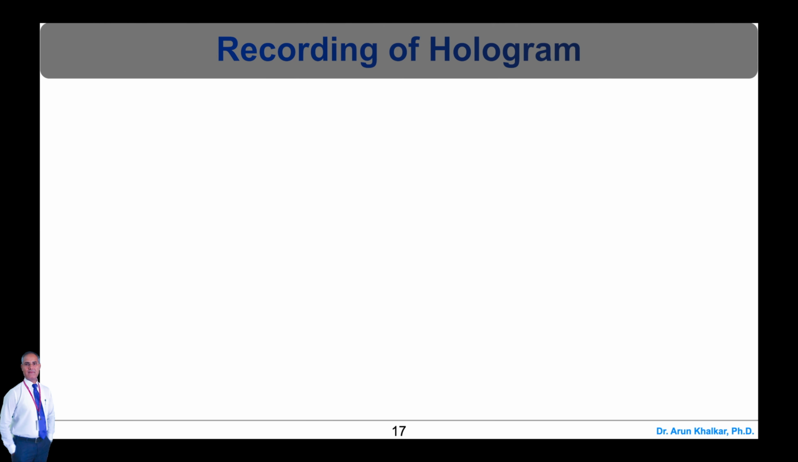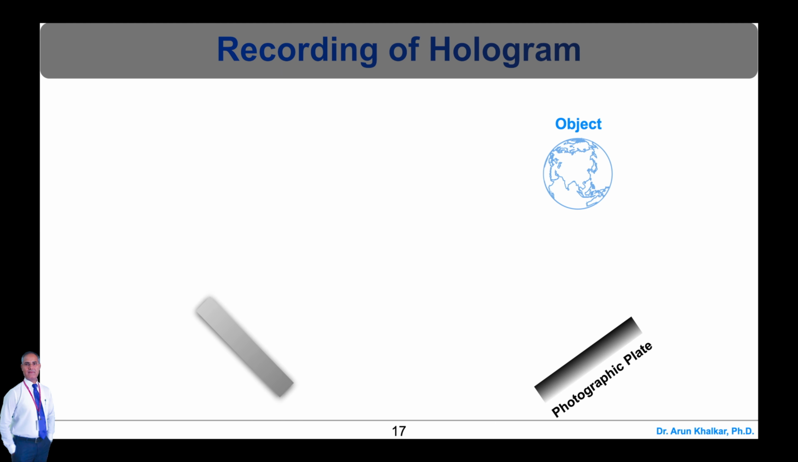There are two important stages in holography. First is the recording of the hologram and second is the reconstruction of the image. So let's see these two one by one. The recording of a hologram is based on the phenomenon of interference. It requires a laser source, a plane mirror, a beam splitter, an object, and a photographic plate.